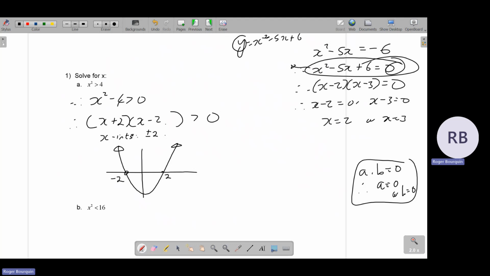Right, now pause. What is the question saying to you here? Are they asking us where the graph is bigger than 0 or less than 0? Bigger. So, in other words, when are the y coordinates bigger than 0? In other words, where are they above the x-axis? So they want to know where your y coordinates are positive.